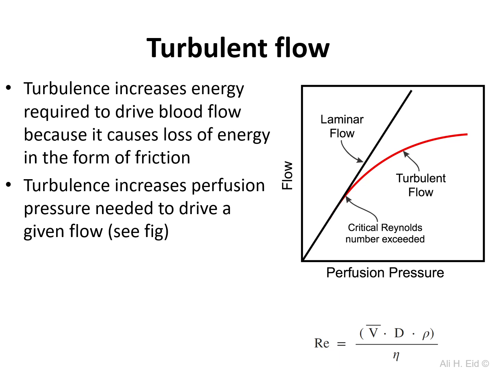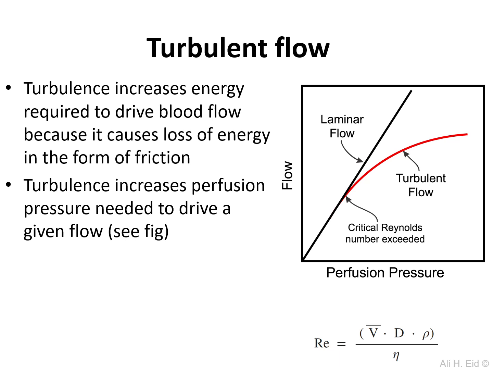So instead of pushing the blood completely directly along the axis of the tube or the vessel, we're actually moving it a little bit to the sides, and we're going to lose some energy. So in other words, more energy is needed to drive turbulent flow than laminar flow. So turbulence increases the energy needed.